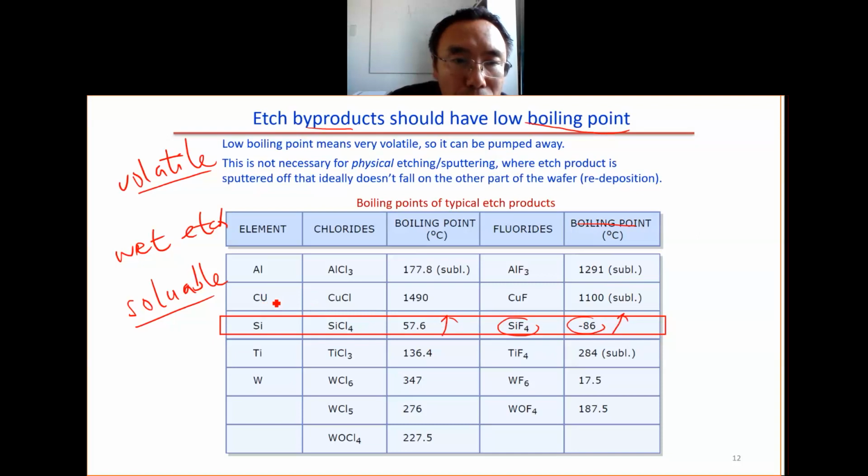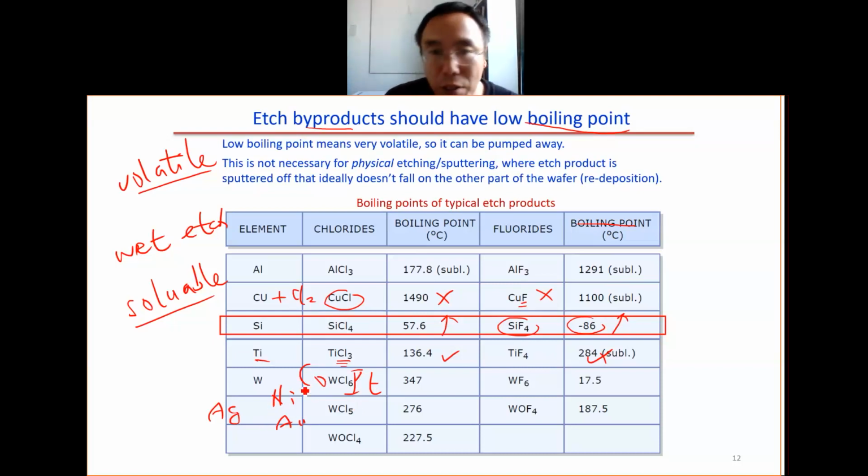For copper, if we use chlorine gas, we form copper chloride, but here the boiling temperature is very high, so this is not good, not volatile. The same thing for fluorine, also not good. Titanium can be etched by chlorine, so this is okay. Not so good, but it is okay. Tungsten can also be etched. But copper, silver, nickel, gold, cobalt, platinum, those metals cannot be etched by plasma etching because the etching product is not volatile.